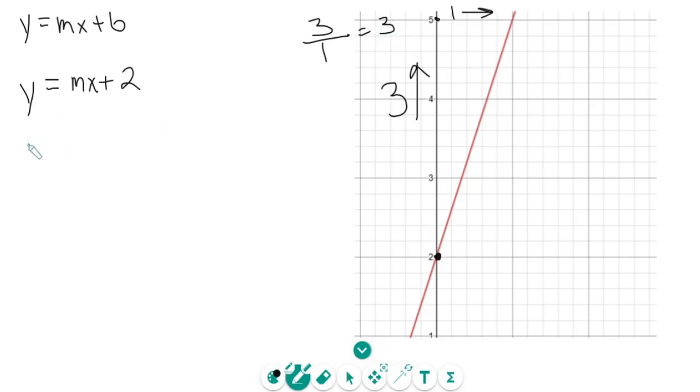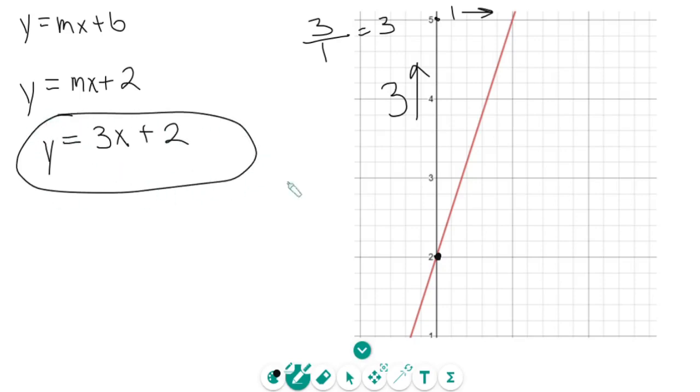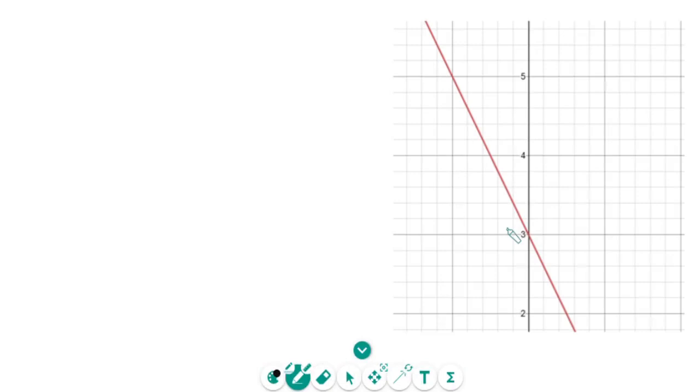If you didn't watch my last video on slope, where I went over this, I recommend watching that before getting started on this one. Just a heads up. So now that we found our slope, we have y equals m, which is 3, x plus 2. And that is our equation for this line. Now I want you to pause this video and try this one on your own. Give it a shot.